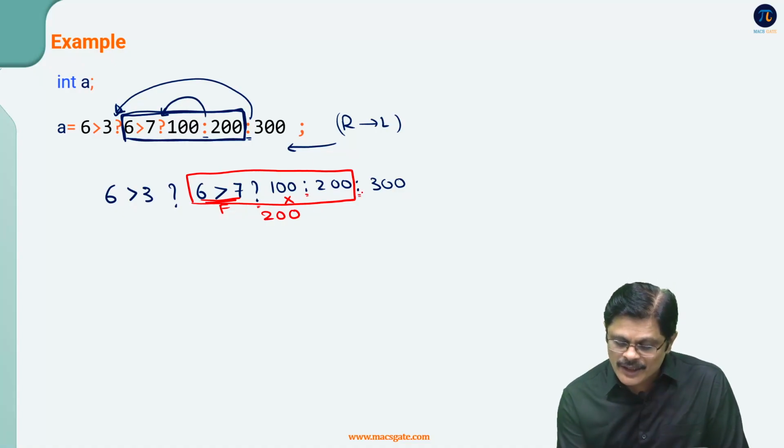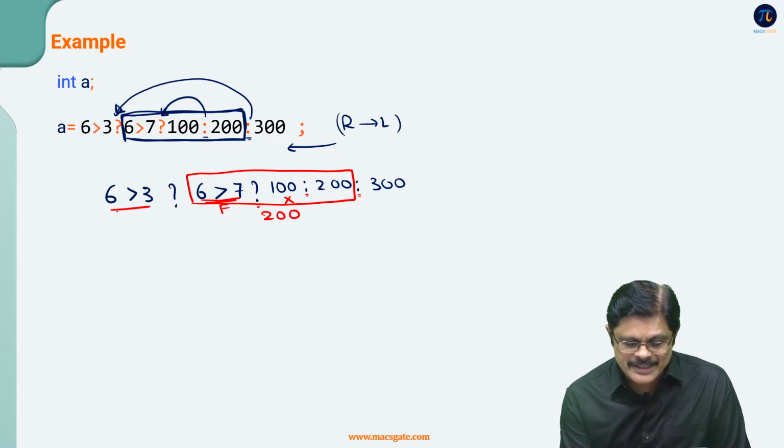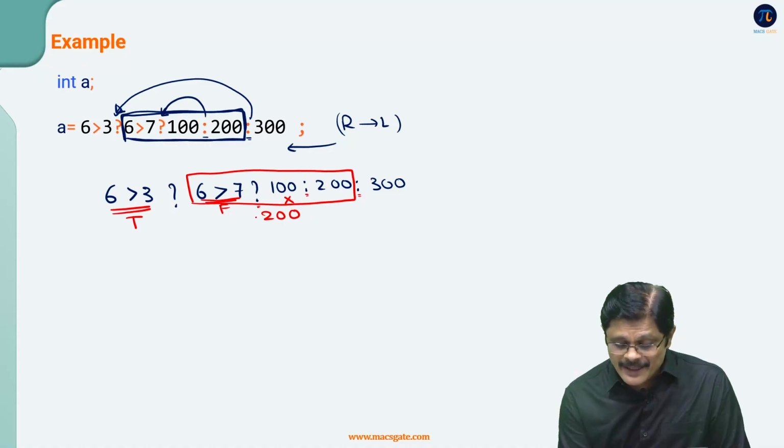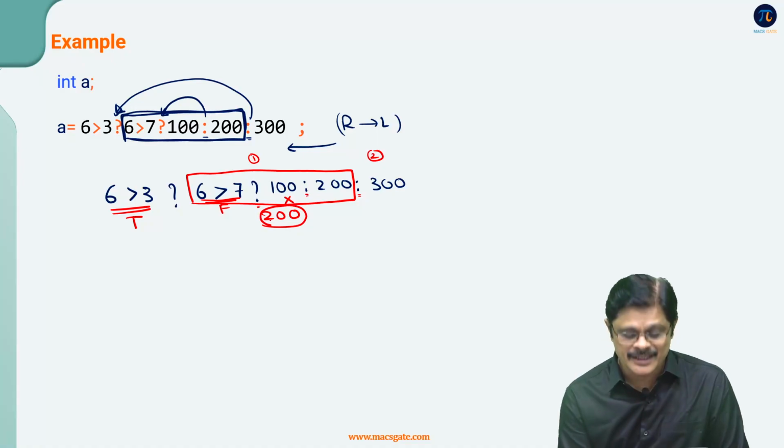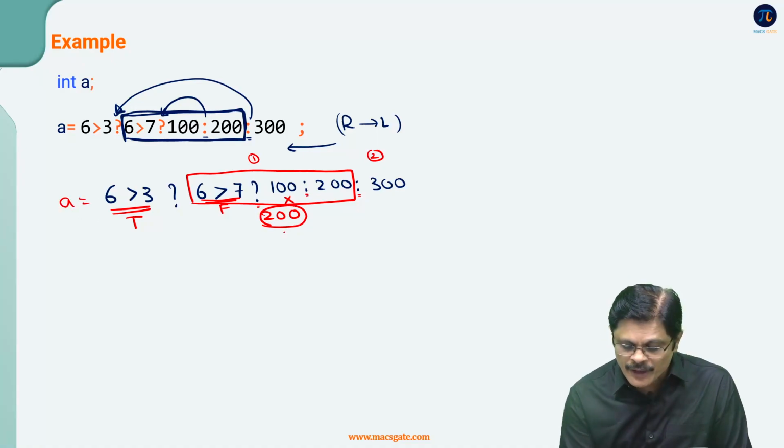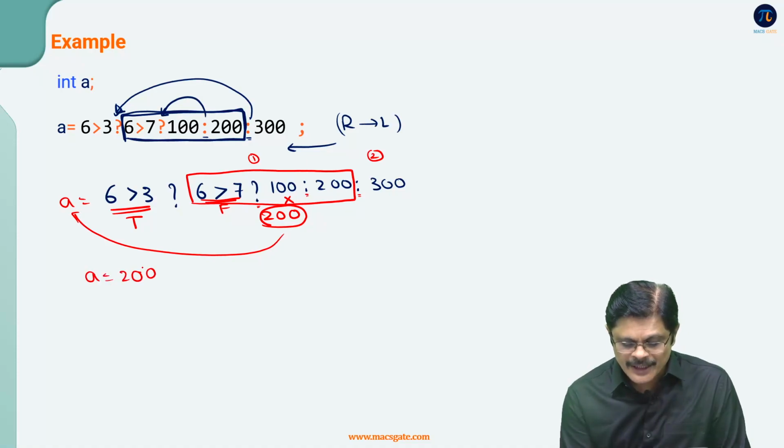Now, for this colon, this is the question mark. Here, what is the condition? 6 greater than 3, that is true. True means this is the first expression and this is the second expression. So, true means 200 is associated. 200 is associated with A. So, the value of A, if you print, you will get 200.